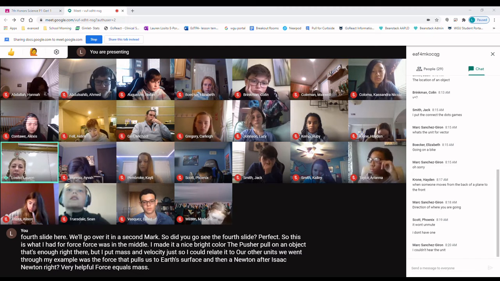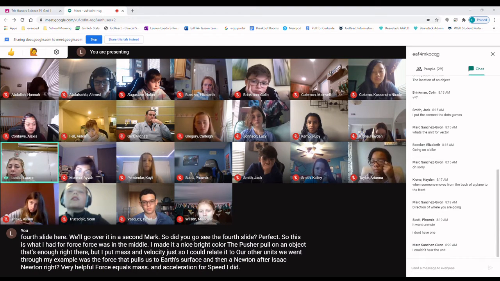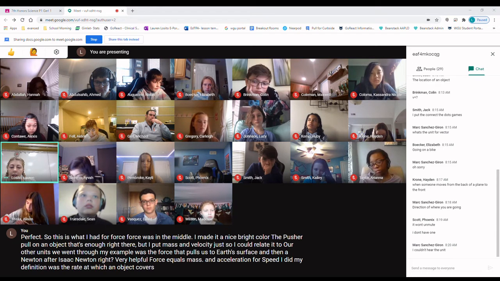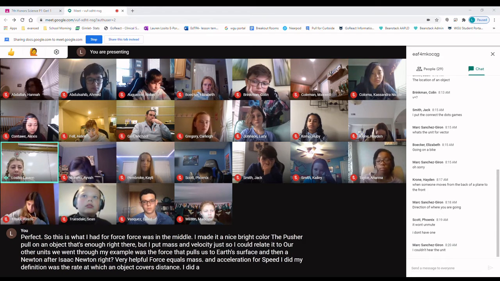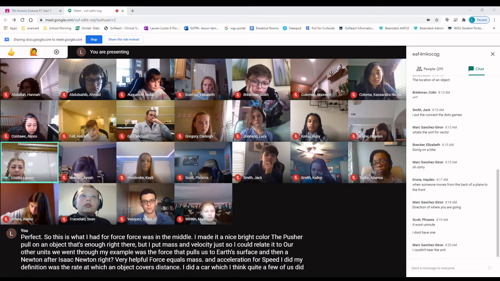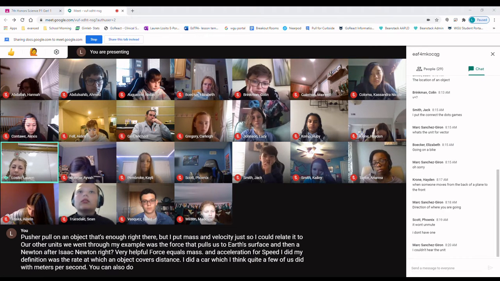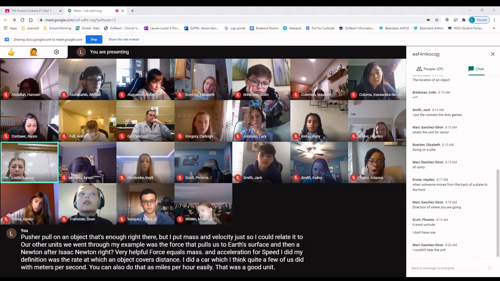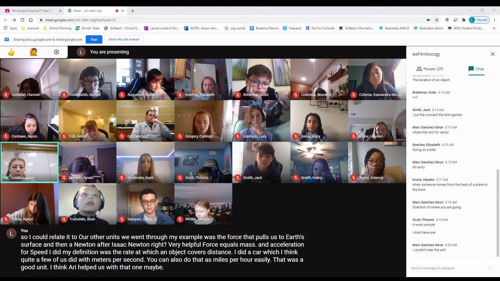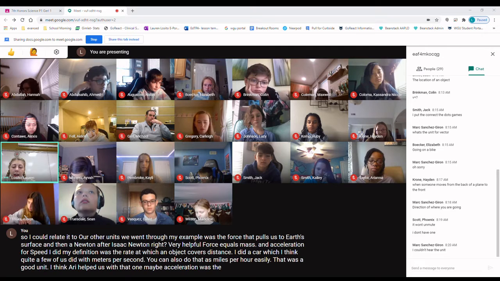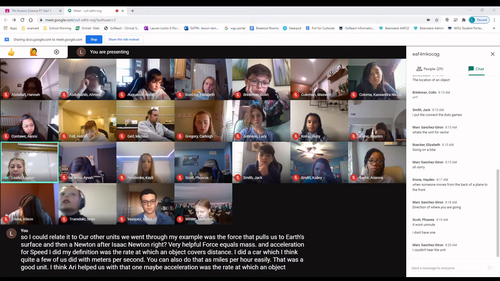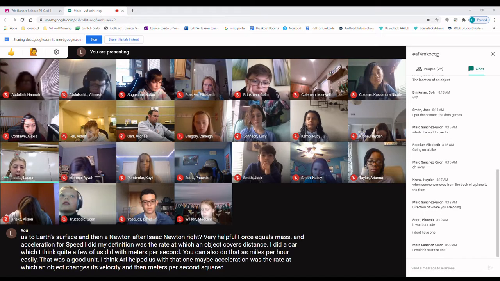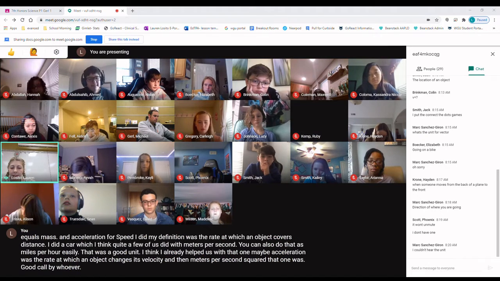For speed, my definition was the rate at which an object covers distance. I did a car, which I think quite a few of us did, with meters per second. You can also do that as miles per hour easily. That was a good unit. I think Ari helped us with that one. Acceleration was the rate at which an object changes its velocity. And then meters per second squared, that one was a good call by whoever helped us out with this.